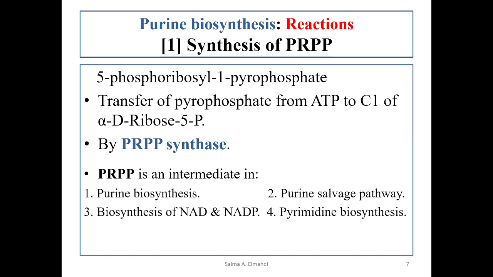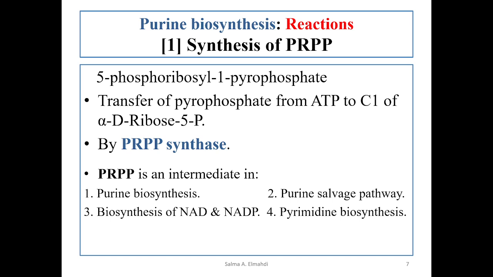The first step is synthesis of a very important intermediate called PRPP, which stands for 5-phosphoribosyl 1-pyrophosphate. PRPP is important because it is an intermediate in purine biosynthesis, in the purine salvage pathway, in the biosynthesis of NAD and NADP, and in pyrimidine biosynthesis. PRPP has also an additional importance that we will come across as we go through the lecture.